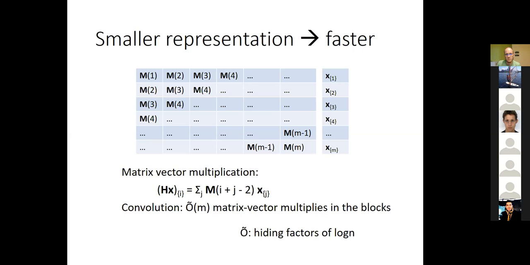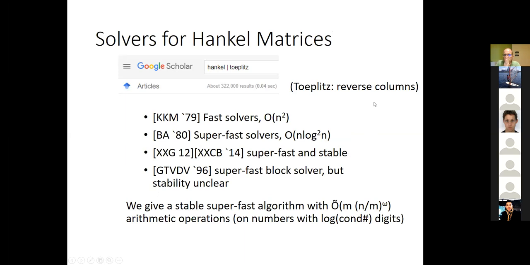Oh, by the way, I should mention that Hankel and Toeplitz matrices with this kind of property are extremely well studied. Unfortunately, I can't get you a good diagram or picture of what Hankel or Toeplitz matrices look like. But apparently they show up all over physics and signal processing, because very often when you have things lined up in certain ways, your pairwise correlations have this kind of Hankel or Hankel-like property. So there has been a lot of work on studying fast solvers for them. There is the fast solver, which is n squared time. You have the super fast solver, which is n log squared n time. And recently there has been a lot of work on getting super fast and stable.